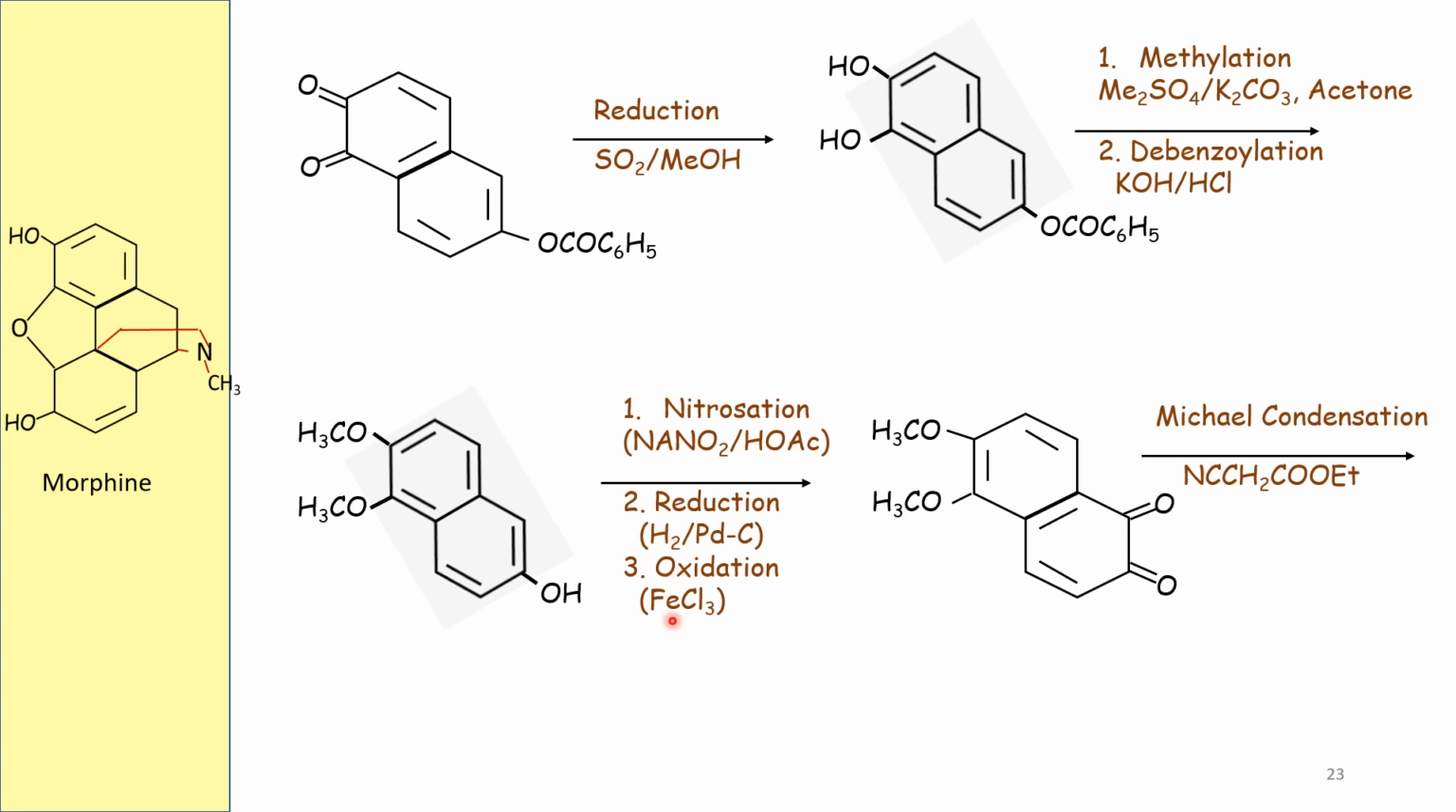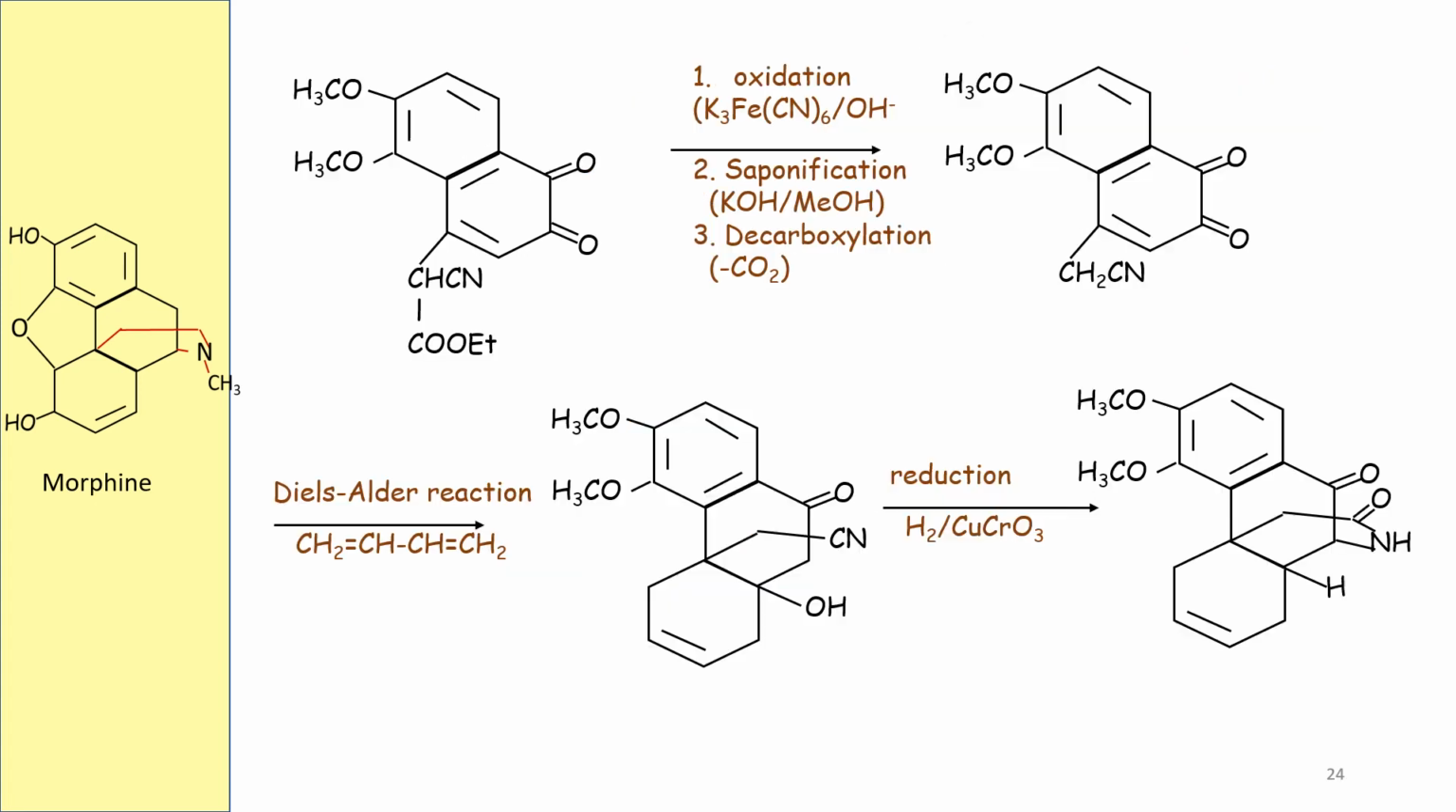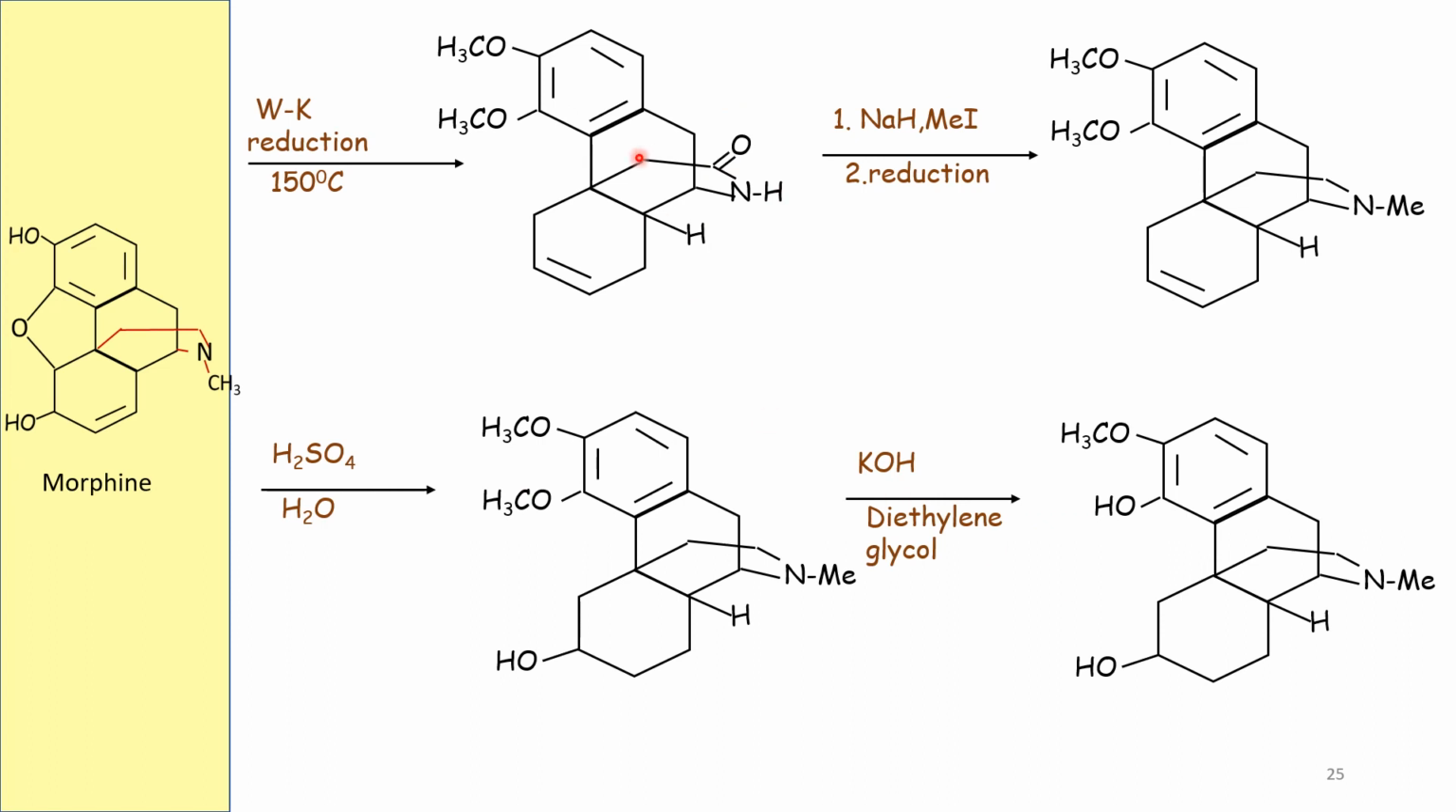Again, nitrosation, reduction and oxidation steps. Again, the same type of arrangement takes place. We get two keto groups at this position. Upon Michael condensation, such a product is obtained. Upon oxidation, saponification, decarboxylation, that group is converted into a CH2CN group. Then there is a Diels-Alder reaction, a cycloaddition reaction, and such a product is obtained. Upon reduction, we get such a product. Then reduction, methylation followed by reduction, hydrolysis, again treated with KOH. These are the steps of the synthesis.